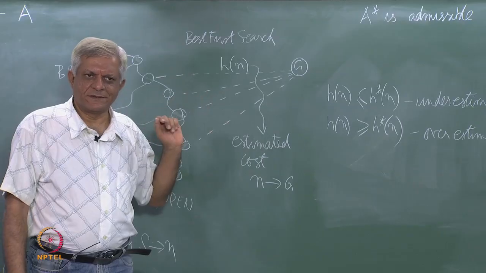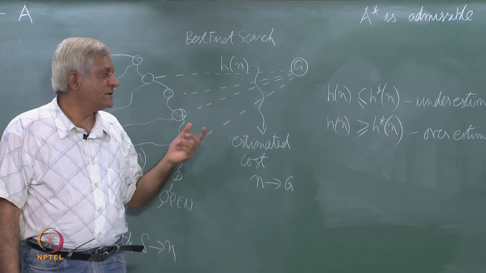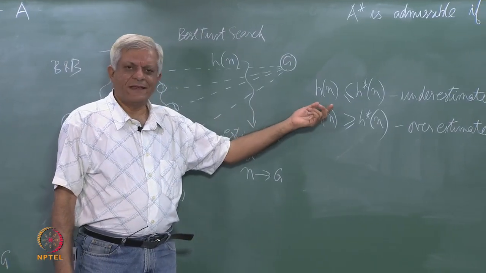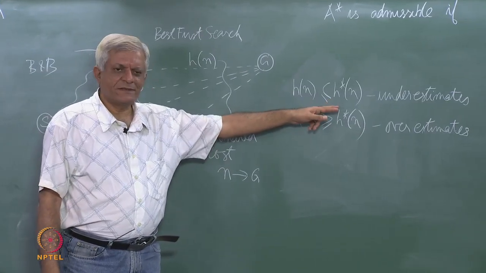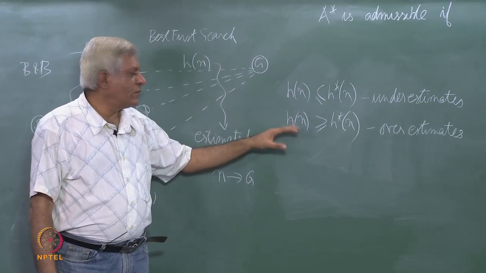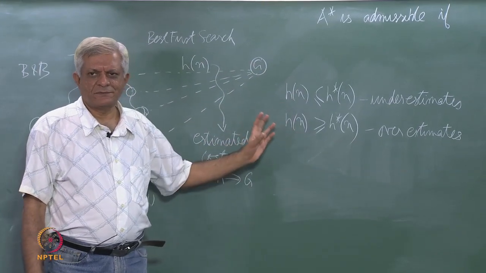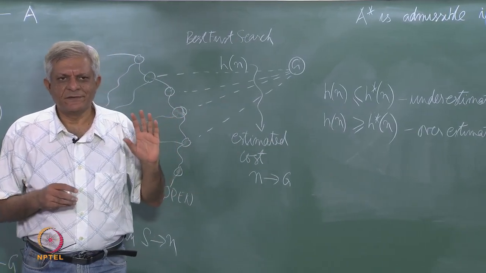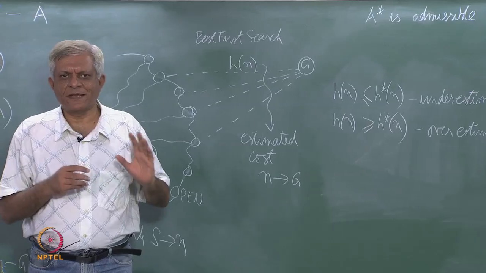So, should my h of n be an underestimating function, which means h of n should be less than h star of n? Remember, h star of n is the optimal cost of going from n to the goal. Or should it overestimate the cost of going from n to the goal? Which one will make my algorithm admissible?